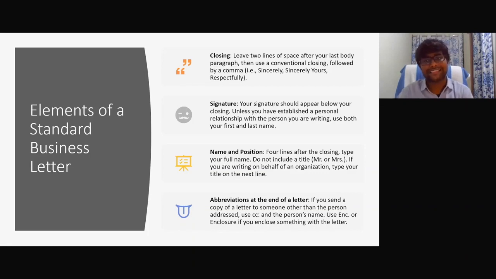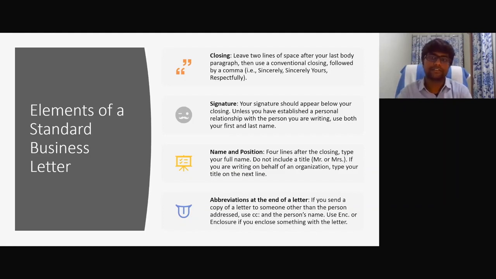In order to establish a personal relationship with the person to whom we are writing, and also to prove the genuineness of the letter, we should have a signature on the letter. Next comes the name and position of the writer.